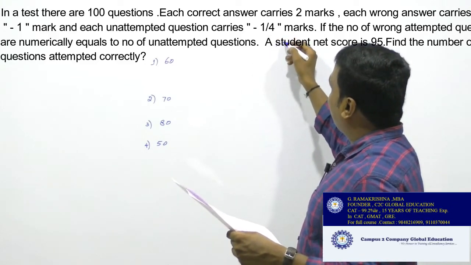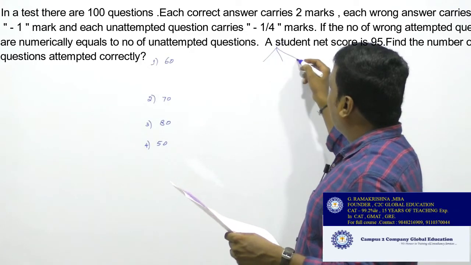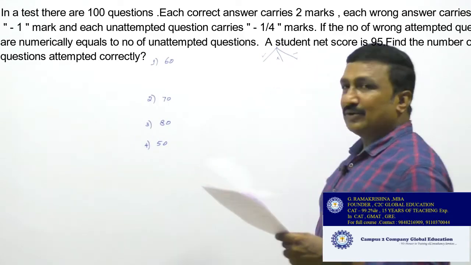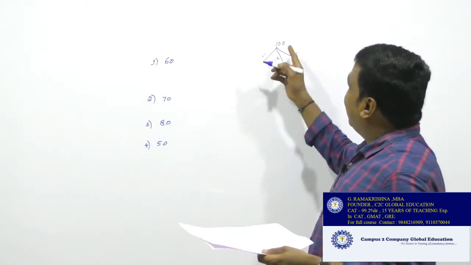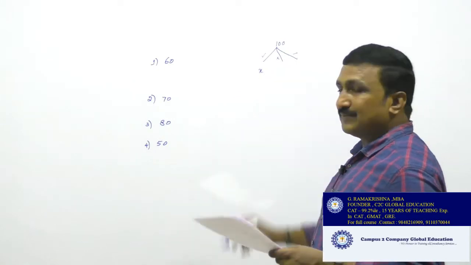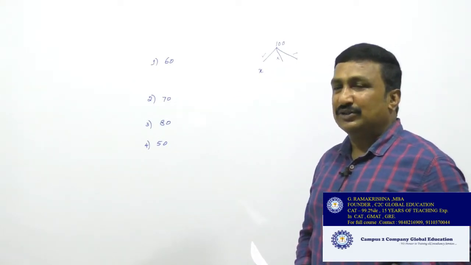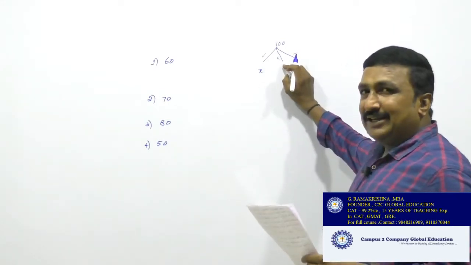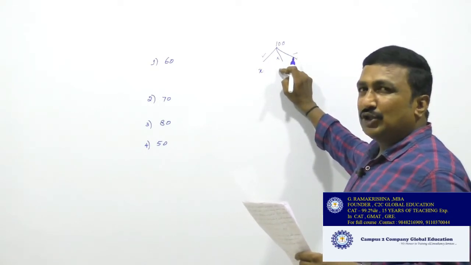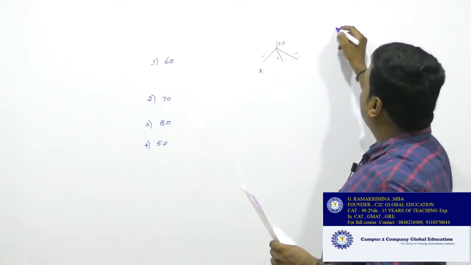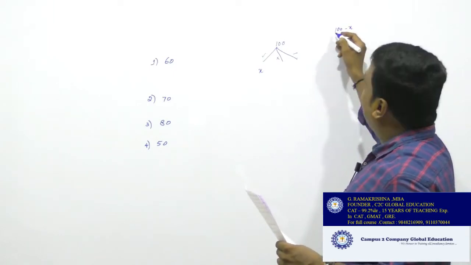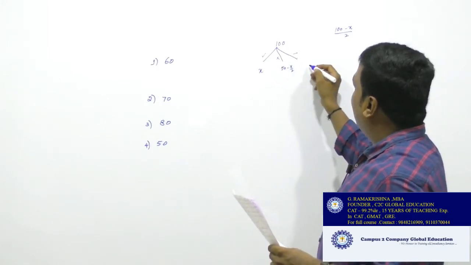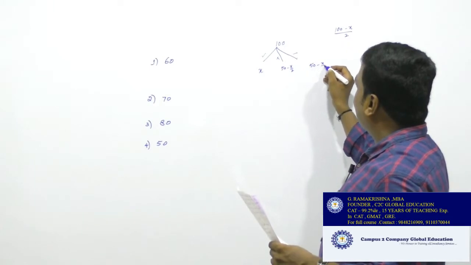The systematic method: there are how many questions, friends? 100 questions, in 3 categories: correctly attempted, wrongly attempted, and unattempted questions. Let us take the correctly attempted questions as X. Remaining, the unattempted questions are 100 minus X. But the unattempted questions and wrongly attempted questions are numerically equal. That means there are 100 minus X questions left, and if you divide it by 2, you will get (100 minus X) by 2 for each.